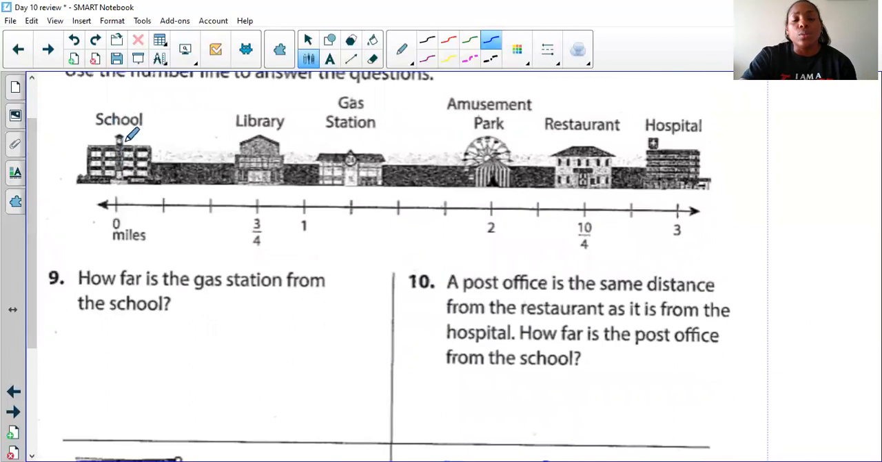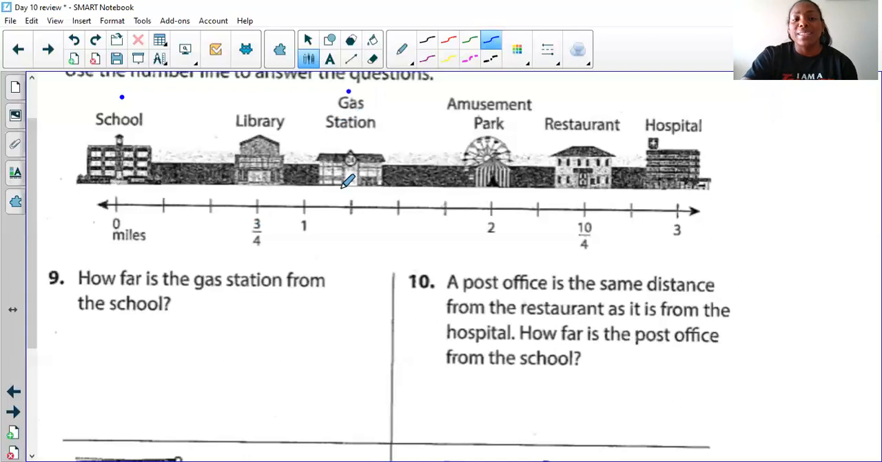So I see school right here, library, gas station, amusement park, restaurant, and hospital. How far is the gas station from the school? So here's the school, and here's the gas station. Now, if I look closely, I see there are some fractions already located on this number line, and they have a denominator of 4, which means that this has been split into 4 equal parts between each whole number. So between 0 to 1, then 1 to 2, then 2 to 3.